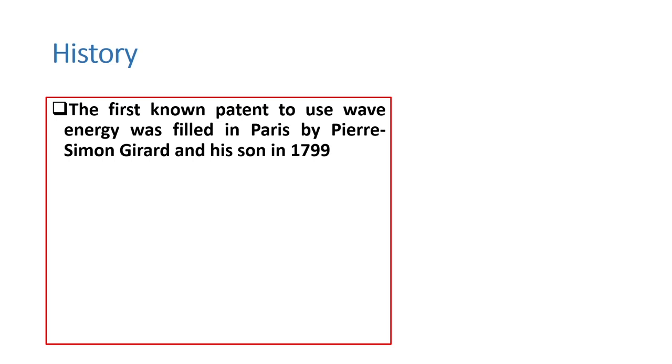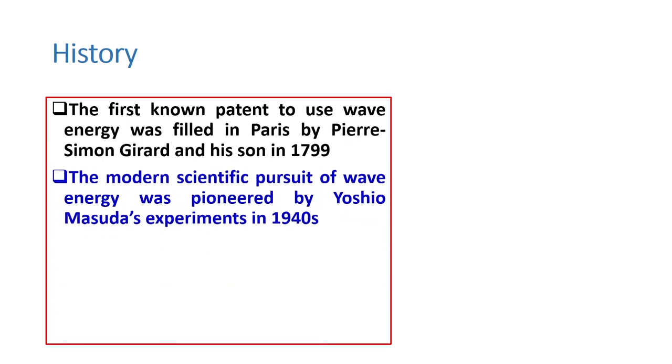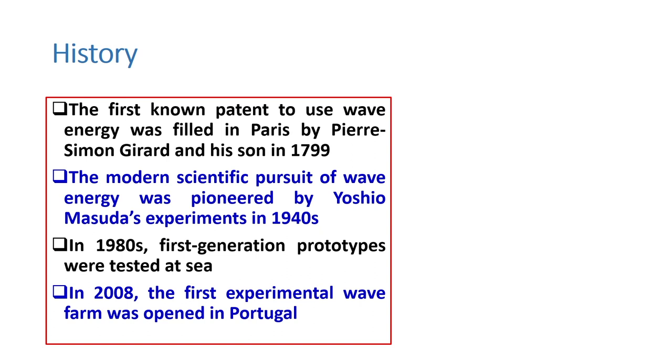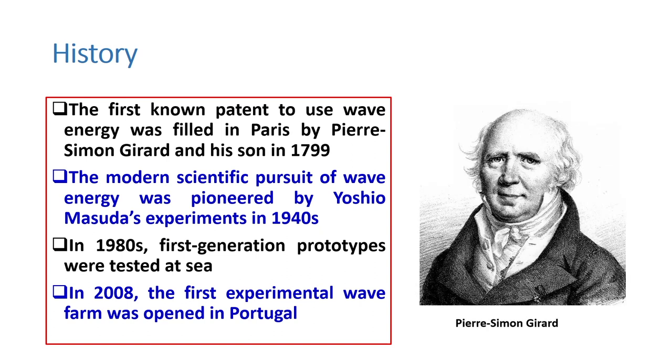If we look back at history, the first known patent to use wave energy was filed in Paris by Pierre Simon Girard and his son in 1799. It's long back. The modern scientific pursuit of wave energy was pioneered by Yoshio Masuda's experiments in 1940. In the 1980s, first generation prototypes were tested in sea. And in 2008, the first experimental wave farm was operated in Portugal. So this is the man who first patented the concept of wave energy, Pierre Simon Girard.